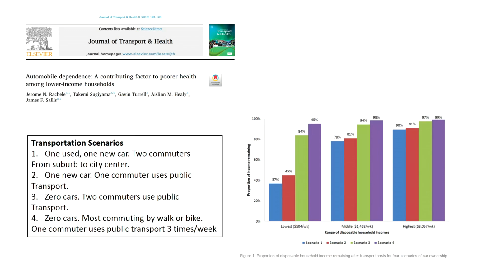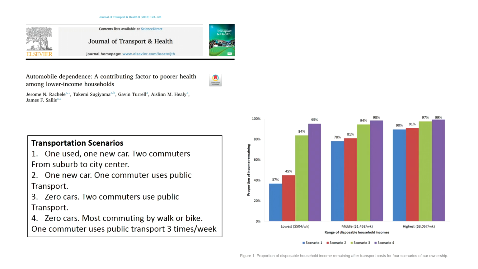Well, here's an interesting little study done by a very talented colleague in Australia, postdoc Jeremy Rochelle. And they looked at the economic impact of different transportation scenarios. Scenario 1, 2 cars in a family and 2 commuters. Scenario 2, 1 car and one of the commuters uses public transit. And then scenarios 3 and 4, no cars.